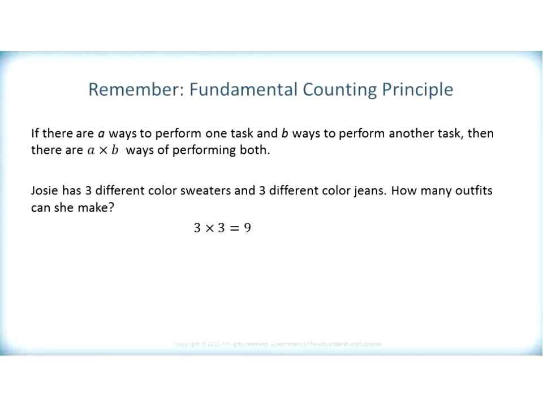If you recall the fundamental counting principle, if there are A ways to perform one task and B ways to perform another task, then there are A times B ways of performing both. For example, Josie has 3 different color sweaters and 3 different color jeans. How many outfits can she make? For each sweater, she has 3 different choices in jeans, which makes 9 options.